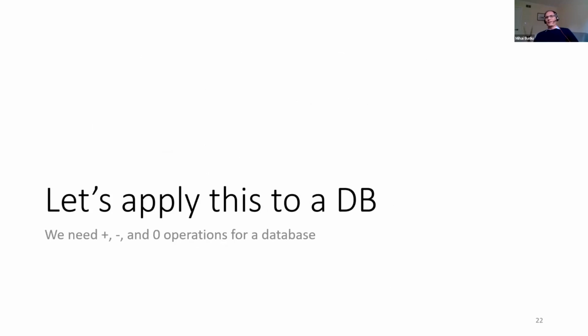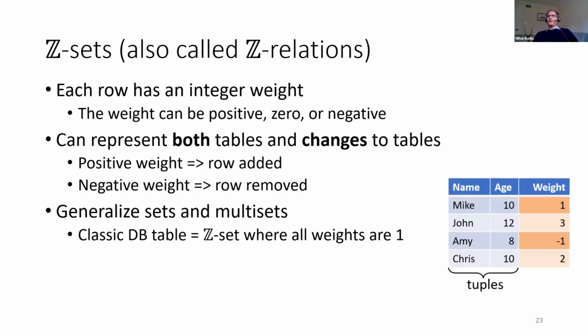And the first problem when you try to apply this directly to the database is that it doesn't have a plus and a minus and a zero. But fortunately, there's a trick you can do to the database, which is an old trick. It's been at least 15 years old, which is to replace each table with something called a z-set or a z-relation. And essentially, you add a weight to each row. Each row has an integer weight.